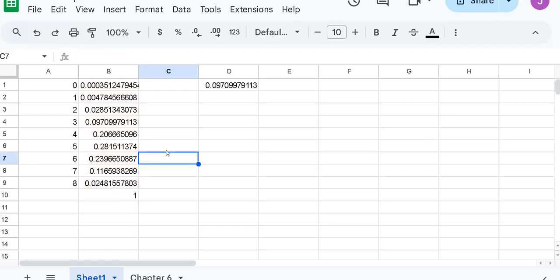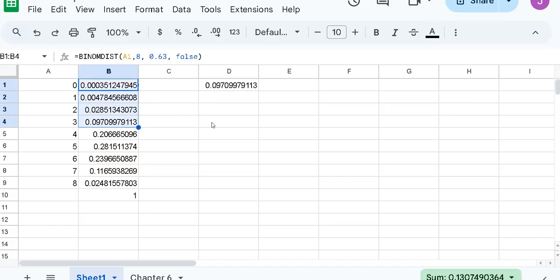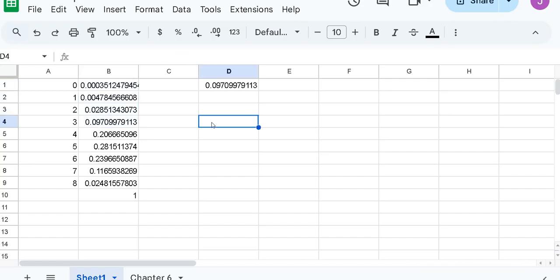Now there's 2 ways I can get this second part of the probability. One is to add up all 3 of those probabilities and get the sum. So I can just do that. Equals sum of these 3 values, click and drag, and that's what we want. There should be about 13 something percent. 13.07%. If you're fine with that, great.